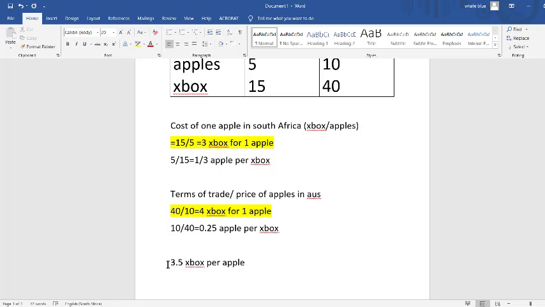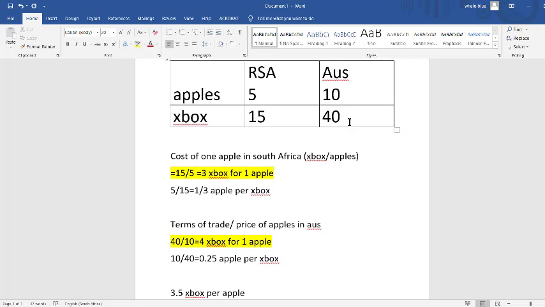So for South Africa, it is now better to sell because they get more Xboxes per apple. But for Australia, it is better for them to buy because it's cheaper per apple at 3.5 than actually paying 4 Xboxes. So there can definitely be some terms of trade, even though Australia had absolute advantage in both goods. So you need to always look at terms of trade as in what does it do in terms of buying, what does it do in terms of selling for each country.